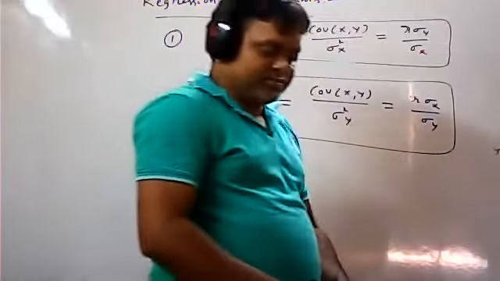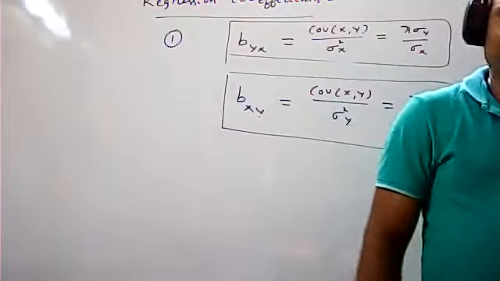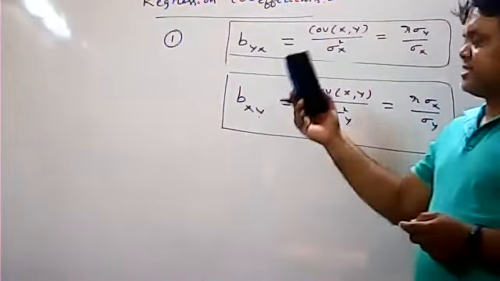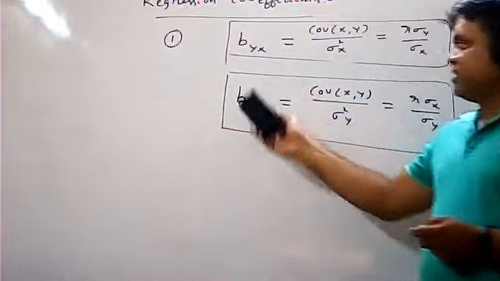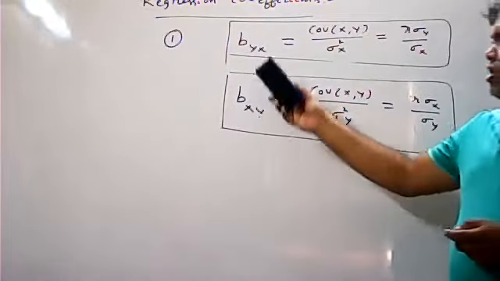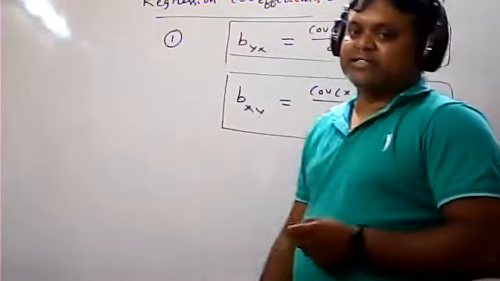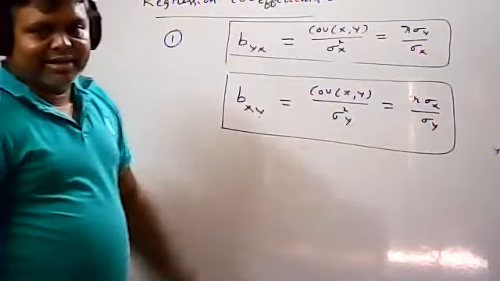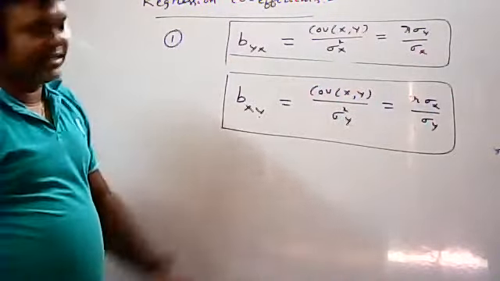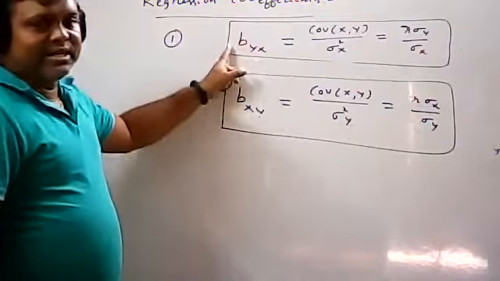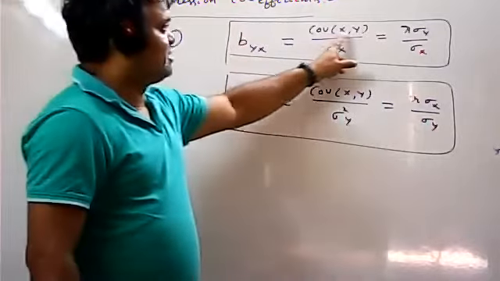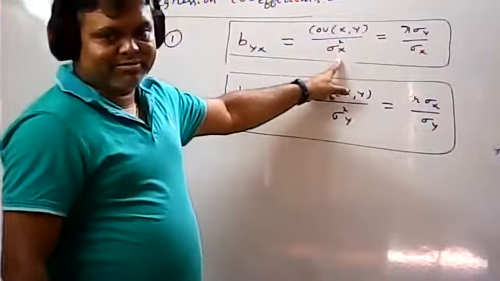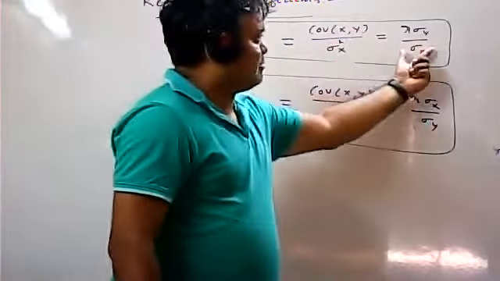So what do you mean by regression coefficients? There are two types. The first one is the regression coefficient of y on x, and the second one is the regression coefficient of x on y. How will you define the regression coefficient of y on x? The slope of the regression line of y on x is called the regression coefficient of y on x. It is denoted by byx, and the byx formula is covariance of x comma y by sigma square x, otherwise r sigma y by sigma x. And the second one is the regression coefficient of x on y.